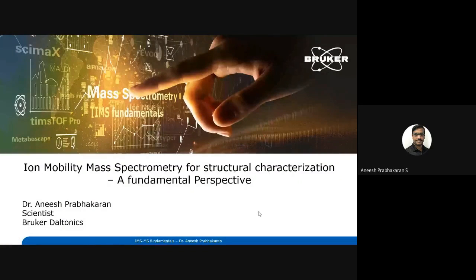My talk today is about ion mobility mass spectrometry for structural characterization from a fundamental perspective. Basically, this seminar is all about material science, but today I am presenting more about an analytical technique, and probably you are thinking, what is the importance of this technique in material science? That you will come to know in the next slides.